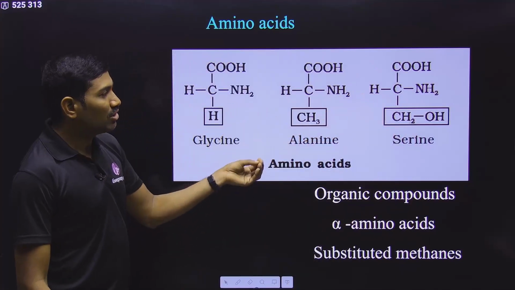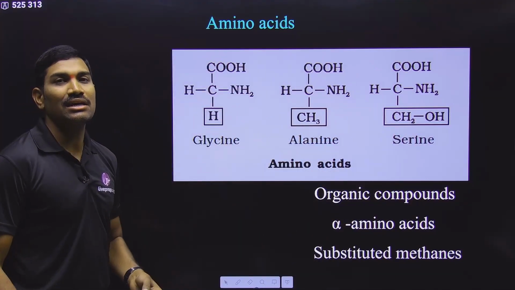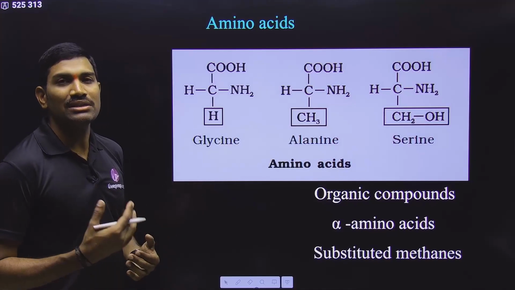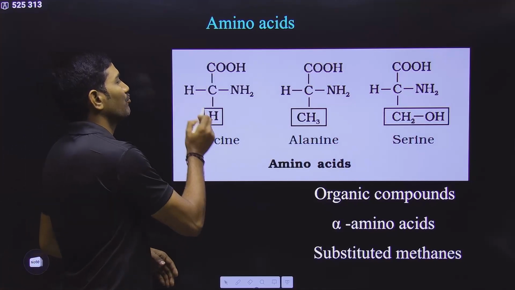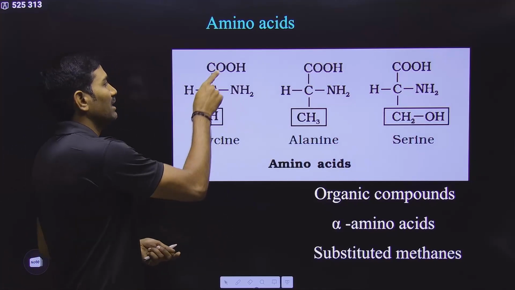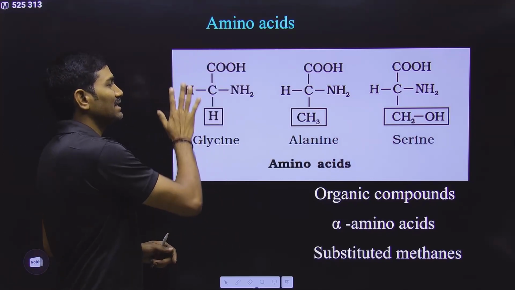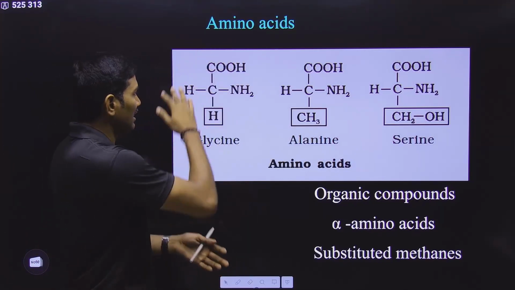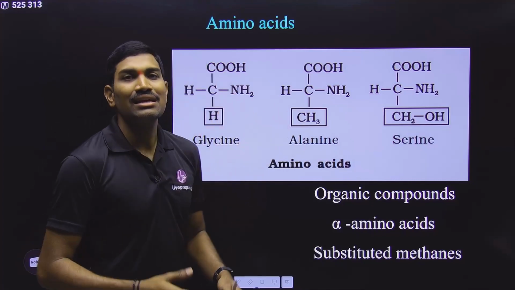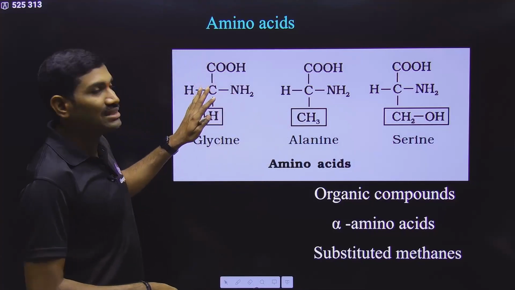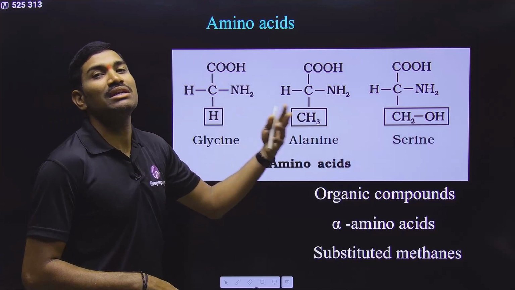Clear? And you can also write these amino acids as substituted methanes. What is methane? CH4. CH4 is methane. So carbon has 4 hydrogens here. That is methane. If these hydrogens are substituted with some other groups like this, now you can call these amino acids. So that's why amino acids are generally considered as substituted methanes.